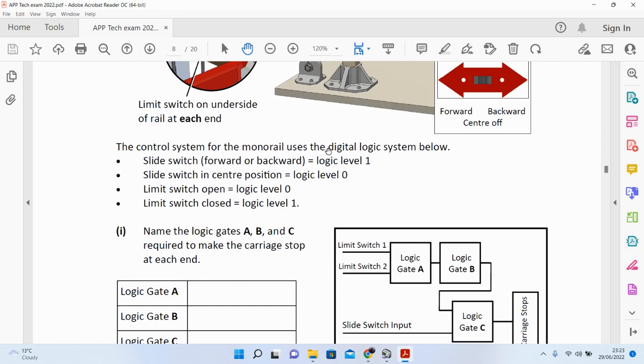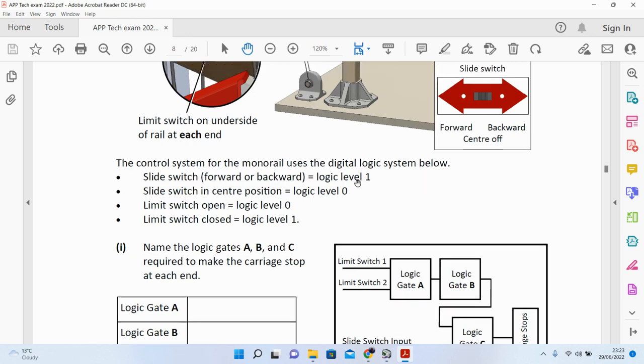The control system uses the digital logic system below. So here's our slide switch, or the double pole switch, forward and back. So when the switch is forward or back, we get a logic level of 1. Just like any switch, when it's in a position for on, it is 1, or else it's 0, off. The slide switch in center position is off. So 1 on, 0 off, high and low. The limit switch open, logic level 0. So when the switch is open, we have 0.